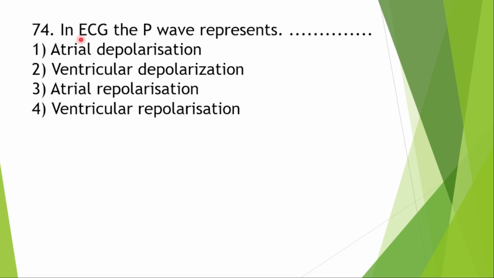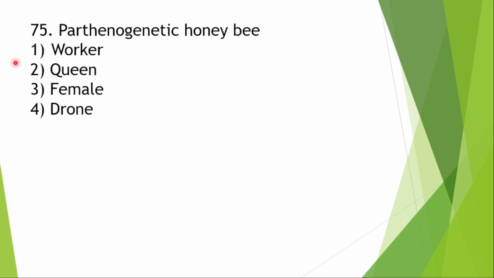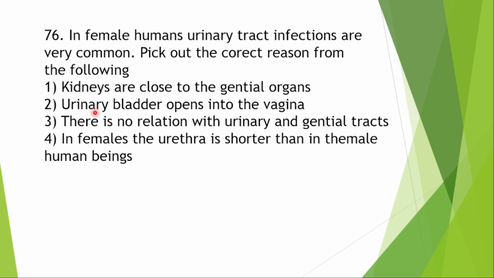74. In ECG, the P wave represents atrial depolarization, ventricular depolarization, atrial repolarization, ventricular repolarization. Right option is option 1, that is atrial depolarization. 75. Parthenogenic honeybee: workers, queen, female, and then drone. The right option is 4, that is the drone.